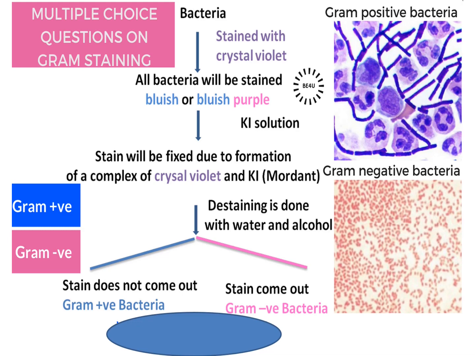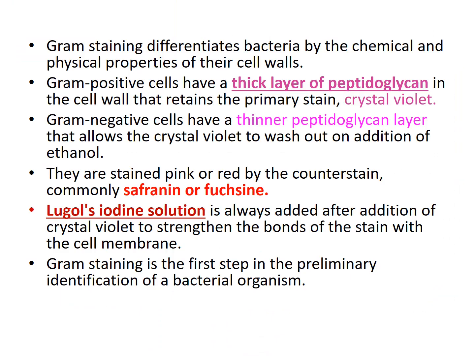In the destaining process, some strains wash out the stain, and these are gram negative bacteria, which appear pink in color. While some strains retain the stain and appear purple in color. These are gram positive bacteria. Gram positive bacteria are purple in color, while gram negative bacteria are pink in color.